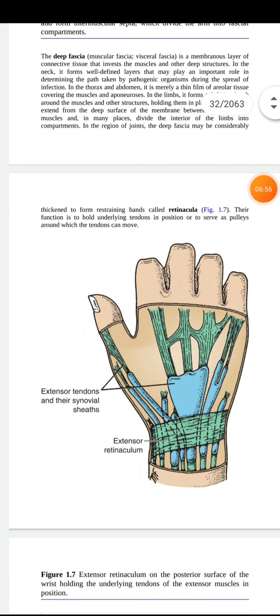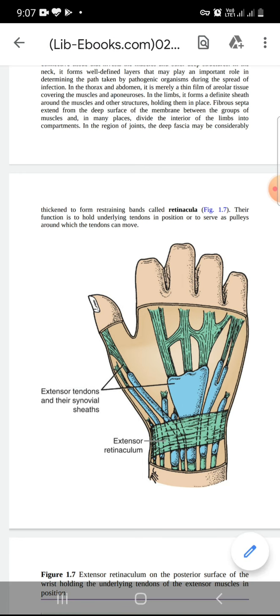This is Figure 1.7. The extensor retinaculum on the posterior surface of the wrist, holding the underlying tendons of the extensor muscles in position. These are the extensor tendons and their synovial sheaths. Extensor retinaculum is nothing but the deep fascia.